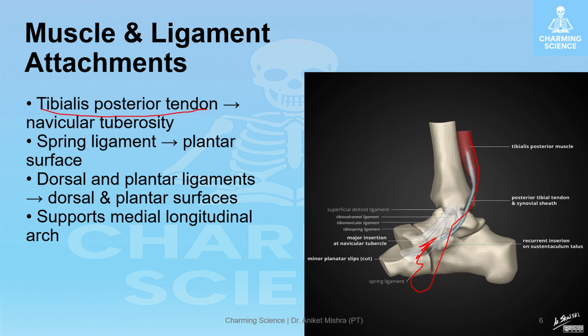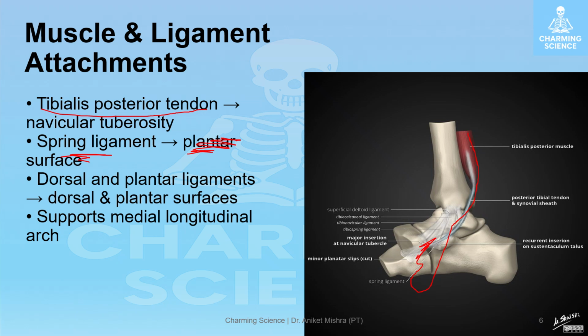On the plantar surface of the navicular, the plantar calcaneonavicular ligament, commonly known as the spring ligament, attaches between the sustentaculum tali of the calcaneus and the navicular, and this ligament forms a sling for the head of the talus, maintaining the medial arch and preventing collapse.